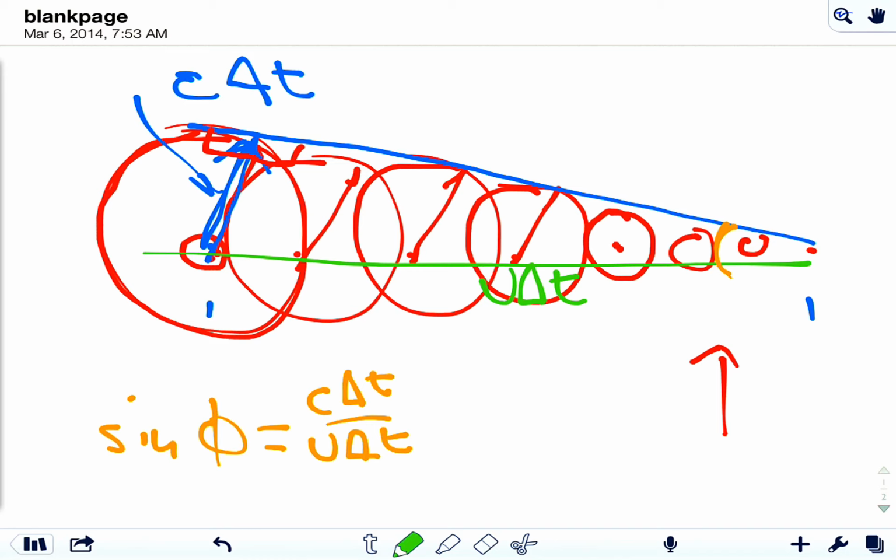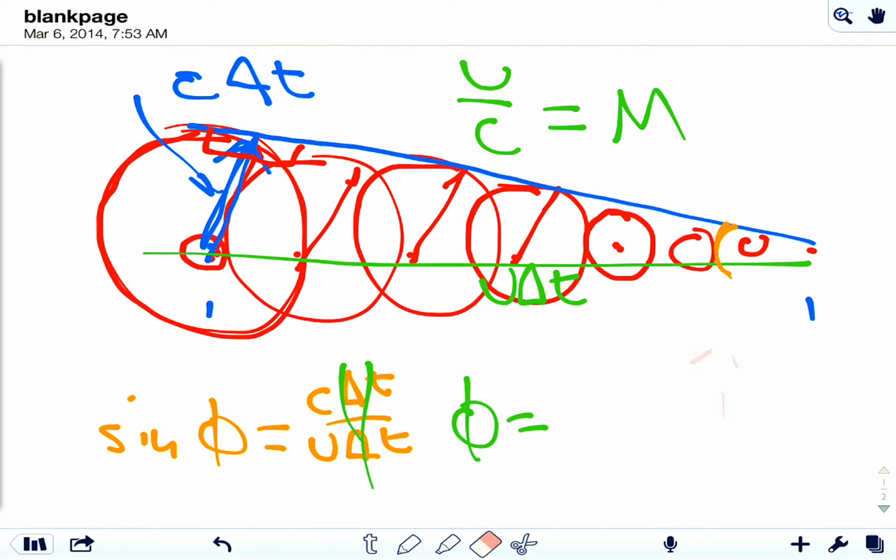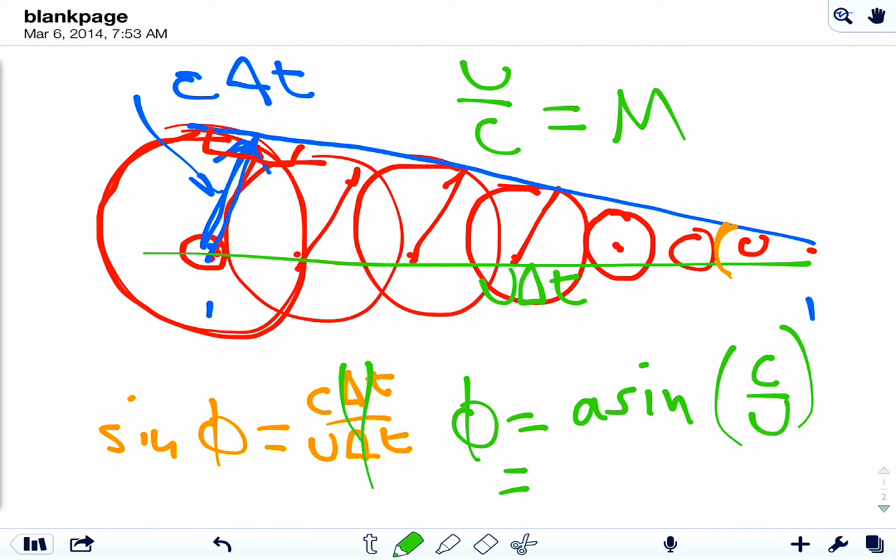Now keep in mind that U over C is the Mach number. That's the ratio of the speed your vessel is moving, your airplane's moving, relative to the sound speed. That's the Mach number. And you can see that these delta T's are going to cancel out. And we solve for phi is equal to the arcsine of C over U, which is 1 over M, equals arcsine of 1 over the Mach number.